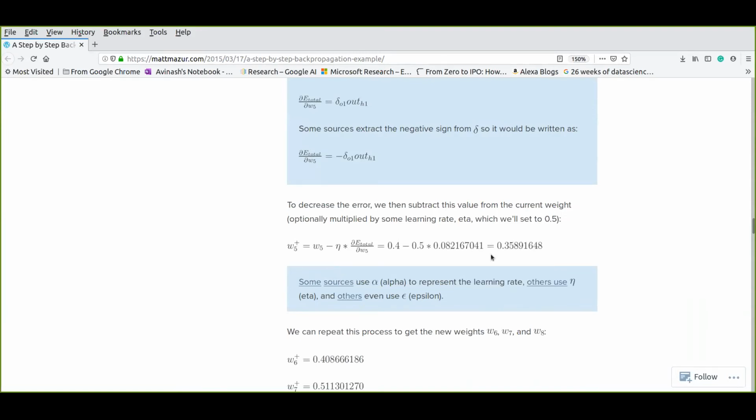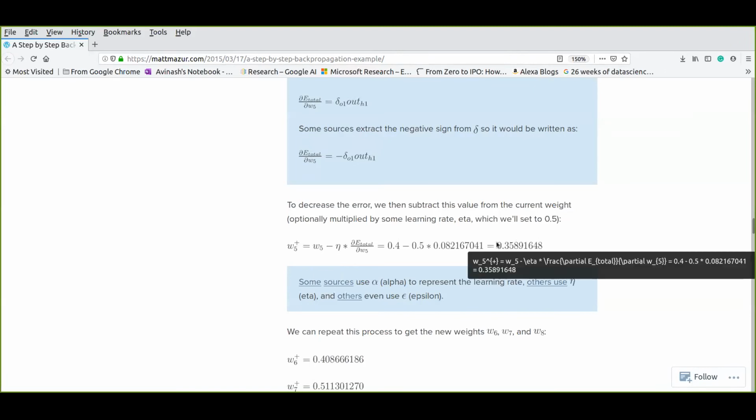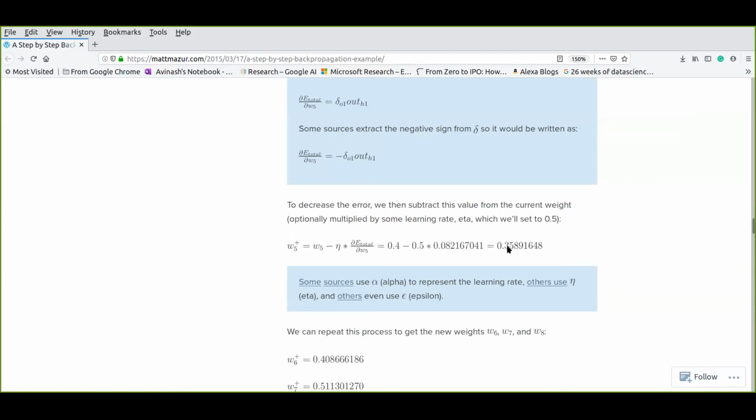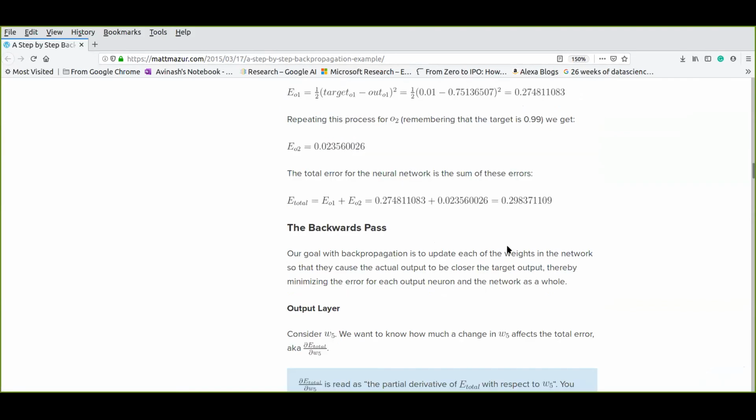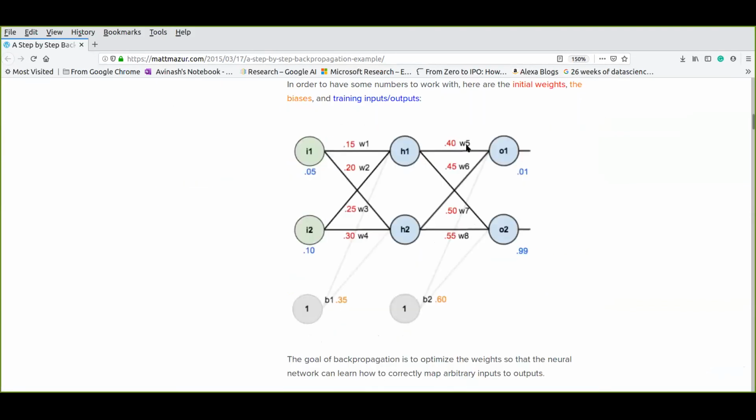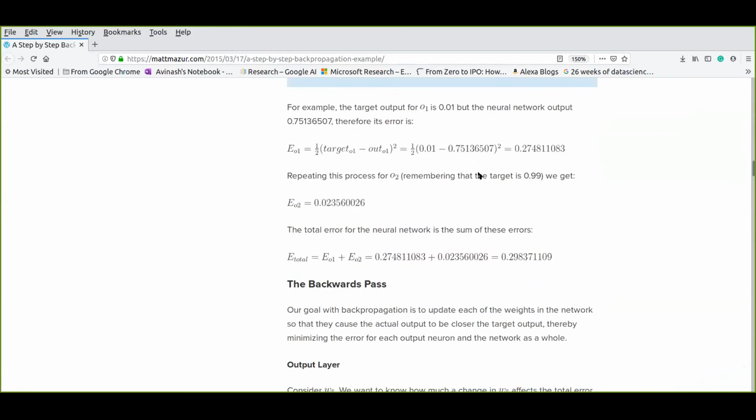So now we have W5 plus, which is the updated weight for W5. This is a value that is going to be used in the next forward propagation step. So 0.35 is the updated W5 value. When we got started, W5 was 0.40. So that's how the weight updates happen.